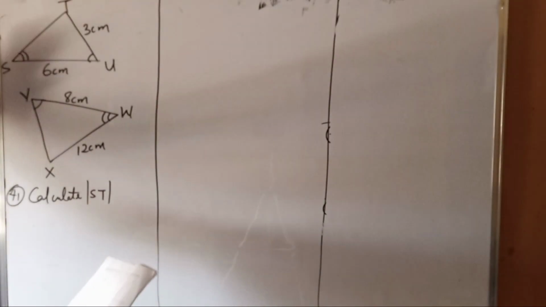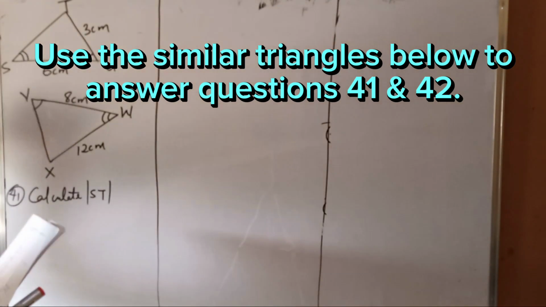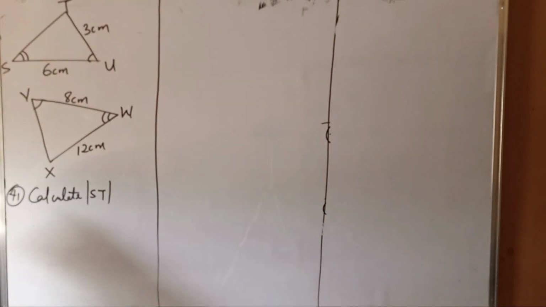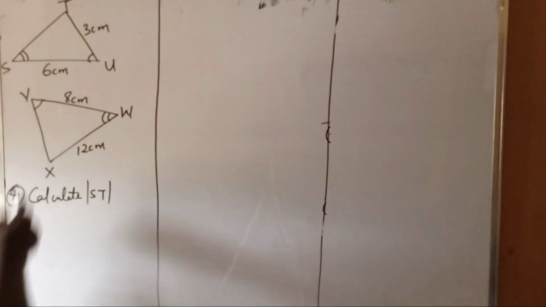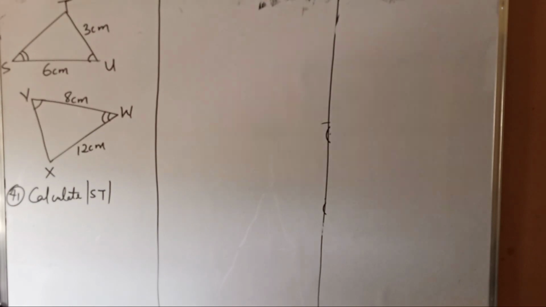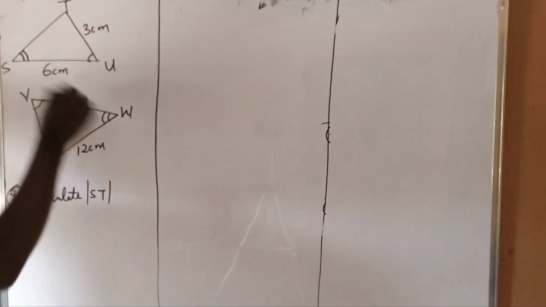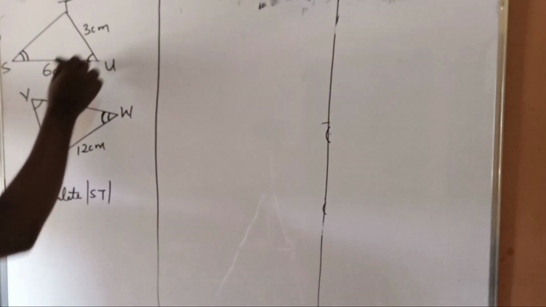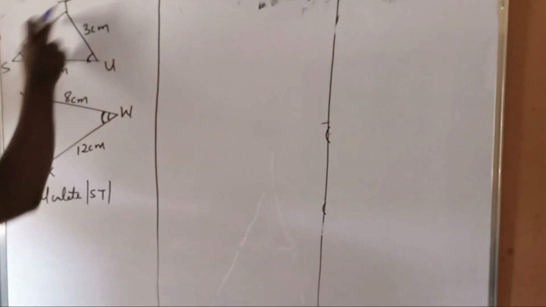In this one, use the similar triangles below to answer questions 41 to 42. This is a similar shape. The first question, 41, asks us to calculate side ST. When you have similar shapes, the first thing you need to do is write out the ratio of corresponding sides. Since this angle equals this angle, which equals this angle, we can then have this.